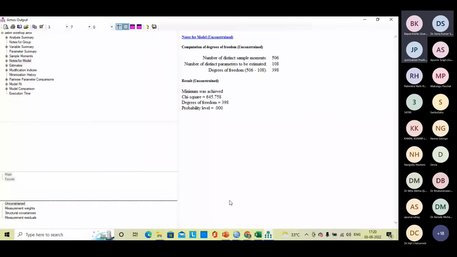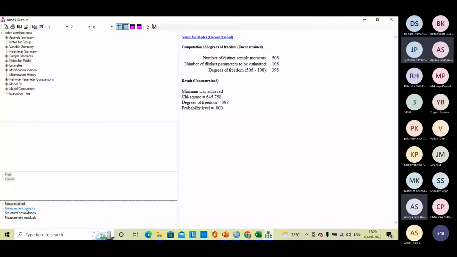Okay. So look at the left hand side. Some options are automatically available for us. Look at my cursor movement. I am moving: unconstrained, measurement weights, structural covariance, measurement residuals. So many things are there, but we initially require measurement weights. These are all factor loadings of the factor structure.